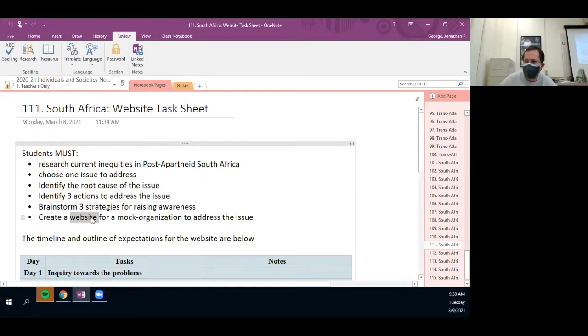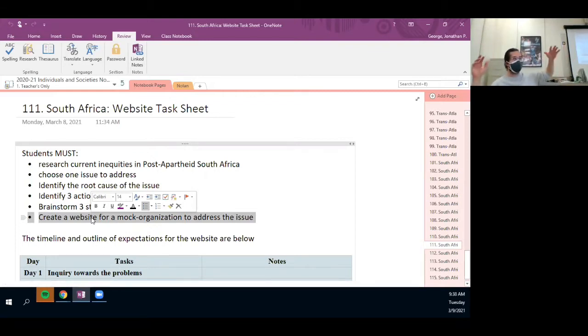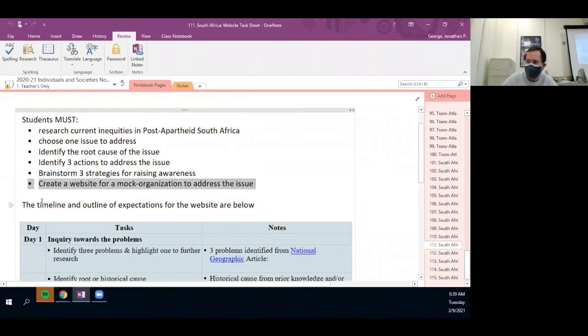And then create a website for a mock organization to address the issue. So that overall is your project. We're going to work on identifying issues. Then we're going to work on brainstorming ways to address the issue. And then you're going to make a website that you could then share, addressing how you plan to address that issue. So the timeline and outline of expectations for the website are below.